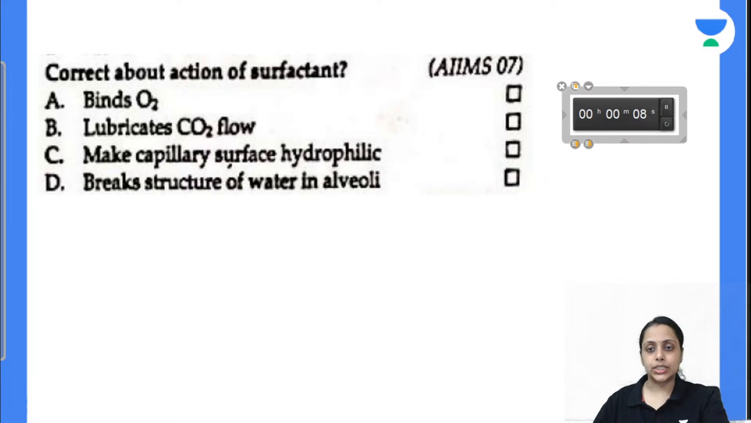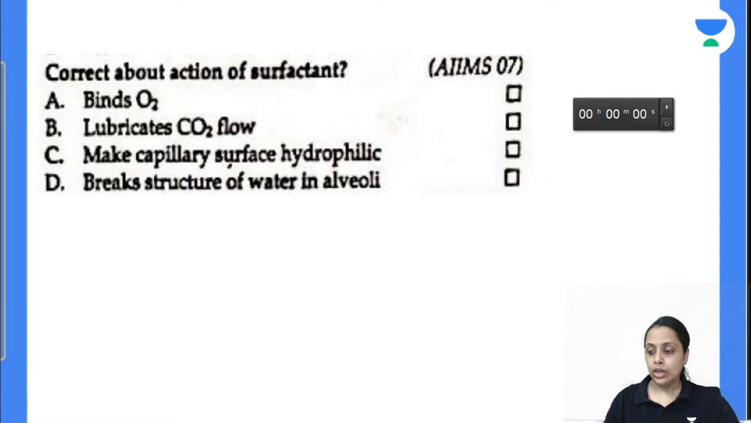Doing good, Dr. Varsha. Please answer this question. Correct about the action of surfactant. And no, Dr. Bhave, it is not like that. What does surfactant do? First, revise kar lo. I guess aapne late se session join kiya.